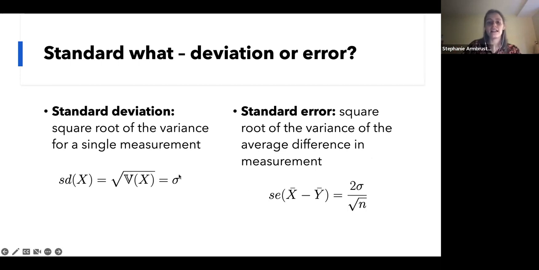And it's statistically very often denoted as sigma, because we describe the variance as sigma squared, and so the square root is just sigma. Then the standard error, that is the square root of the variance of the average difference in measurement. And so after understanding what variance is in general, it's pretty easy to understand the difference between the standard deviation and standard error, because it's just a different type of measurement that I compute the standard deviation from. We just use a different name for it.